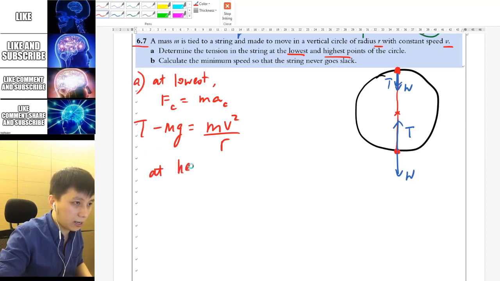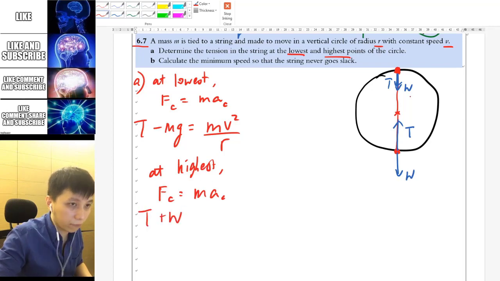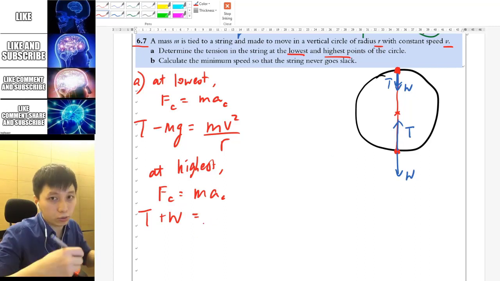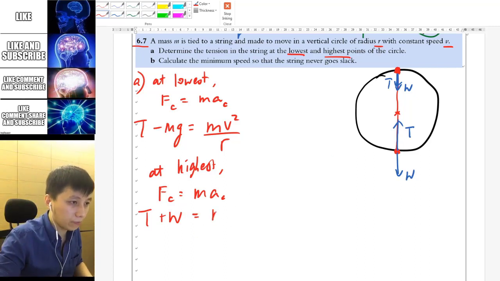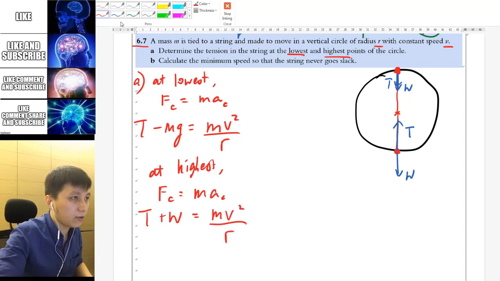As for the highest, we can write the same thing again, F equals MA. This time both of these two forces, tension and weight, will be acting all together as a centripetal force. So mV squared over R. For this V, let's just distinguish them. This V should be at the lowest, and this one should be at the highest. So VL, VH, I guess.